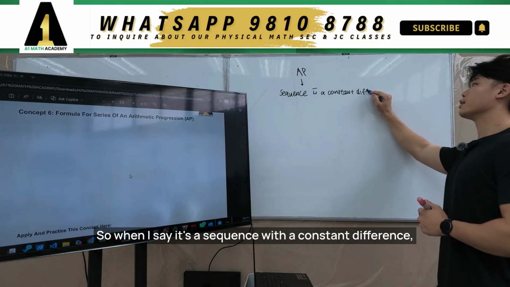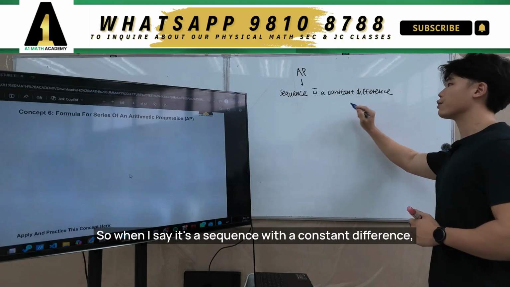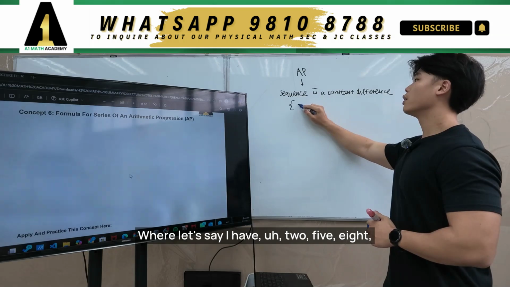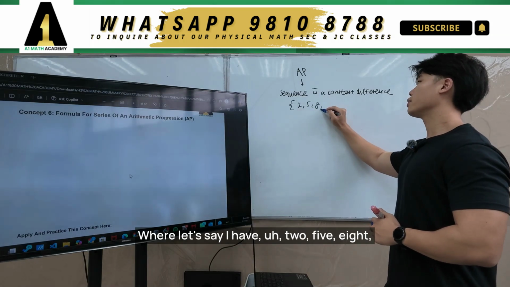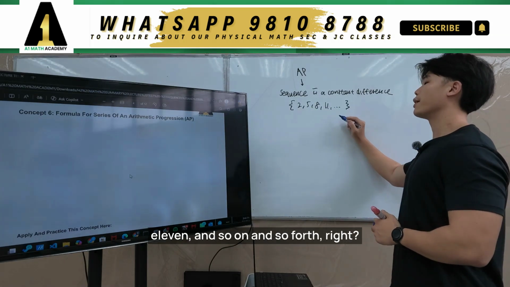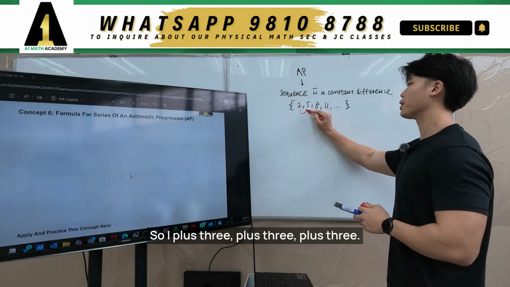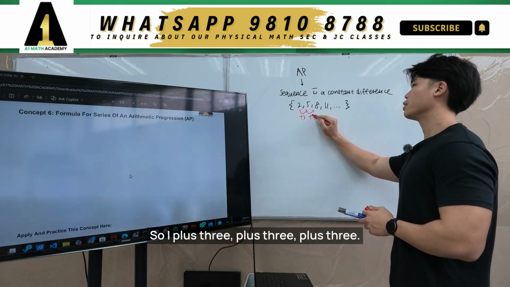When I say it's a sequence with a constant difference, we can look at something like this, where let's say I have 2, 5, 8, 11, and so on and so forth. And you can see that the common difference over here is 3. So I have plus 3, plus 3, plus 3.